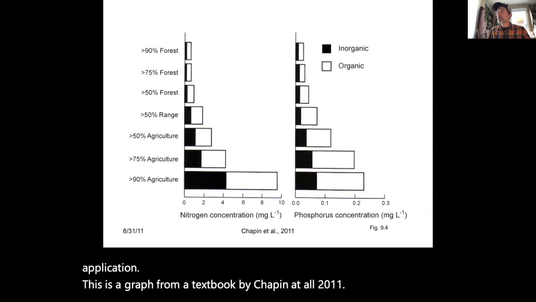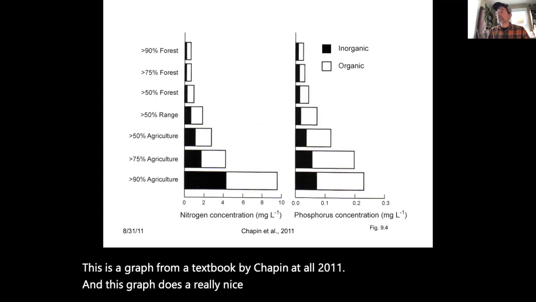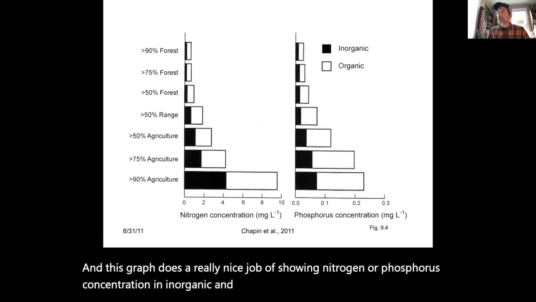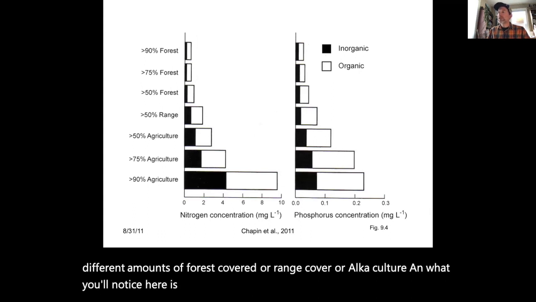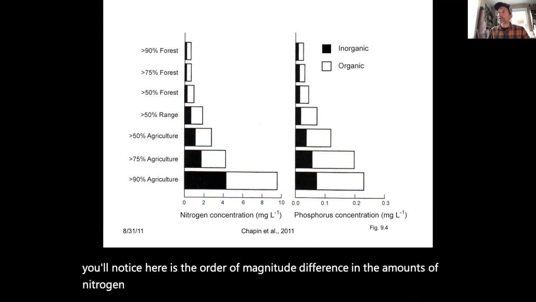And this graph does a really nice job of showing nitrogen and phosphorus concentration in inorganic and organic forms in different ecosystems with different amounts of forest cover or range cover or agriculture. And what you'll notice here is the order of magnitude difference in the amounts of nitrogen and phosphorus that are present in agricultural systems that are over 90% dominated by agriculture.